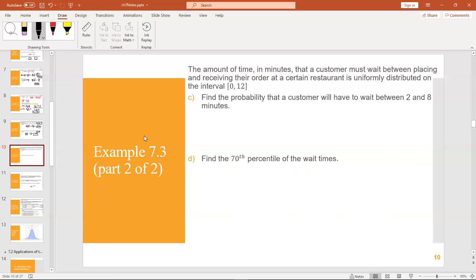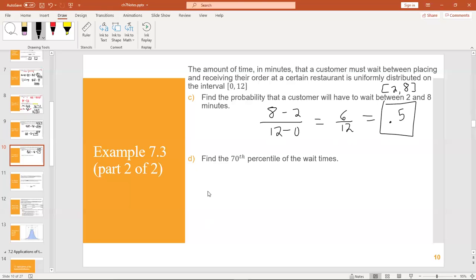Let's see, what's the probability it's between 2 and 8 minutes? So this is pretty straightforward. The low end number is 2, the high end number is 8. So to find this probability, you're going to do 8 minus 2 over 12 minus 0. 8 minus 2 is 6, 12 minus 0 is 12. You work that out, you'll get 0.5.